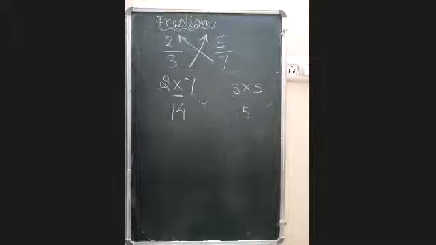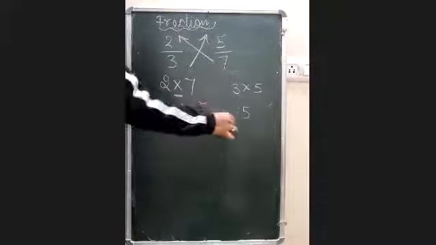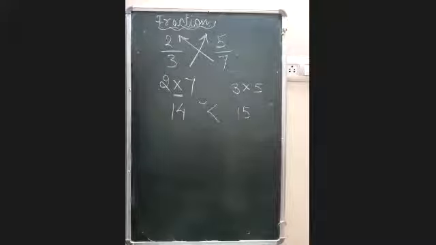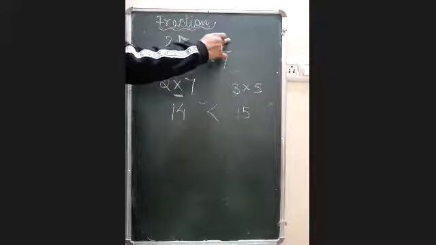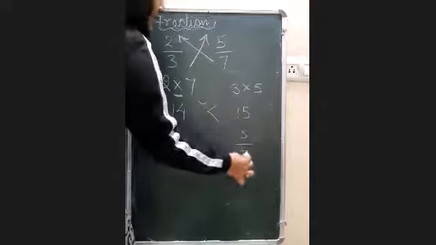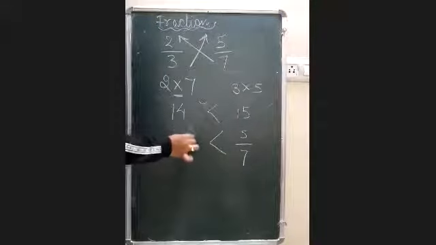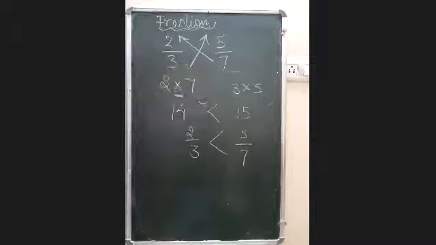Out of 14 and 15, which one is the greater number? 15 is obvious greater, है ना? And if 15 is greater, 15 is written towards 5 by 7. It means 5 by 7 is greater than 2 by 3. This is the method of cross multiplication, and which is not very tough. It's very easy. Okay. Now moving after cross multiplication, that is unit fraction.